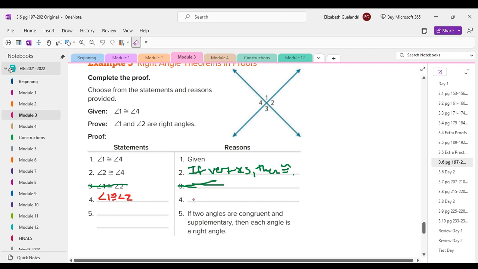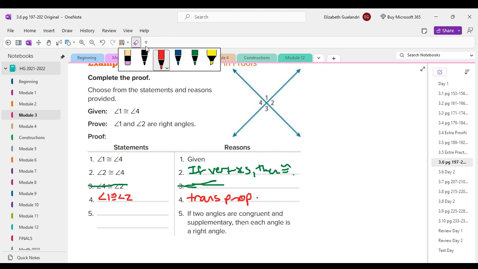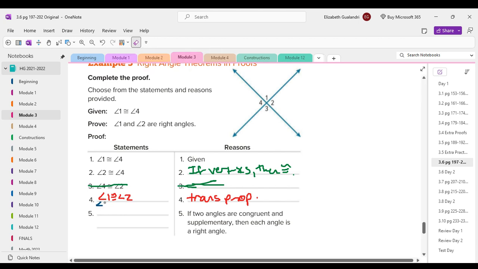I think we have a step missing in here. So angle 1 is congruent to angle 2 by transitive property. That is going to be allowed to be used in there. So we've got our angles that are congruent to each other, but we need two angles congruent and supplementary. So we need to state that they're supplementary here as well. And I would be able to say that angle 1 and angle 2 are supplementary because if there's a linear pair, which I can see in the diagram right there, angle 1 and angle 2, then they're supplementary.